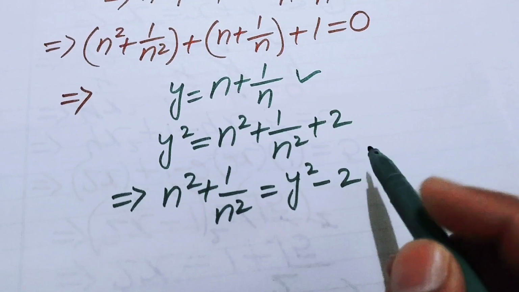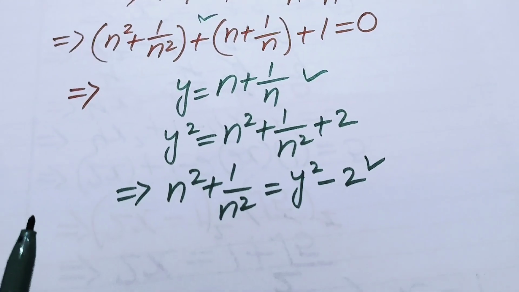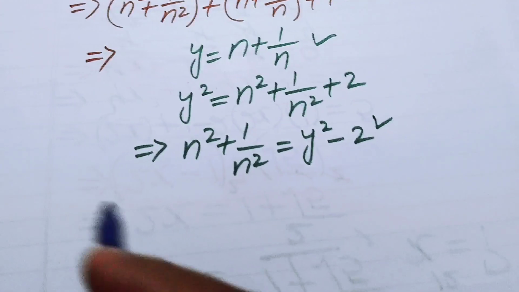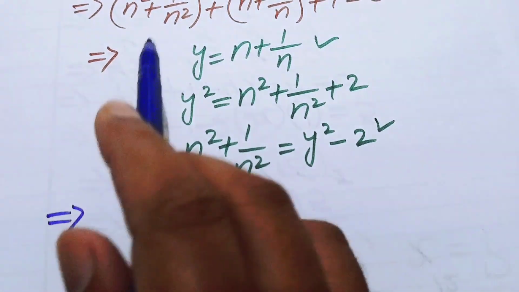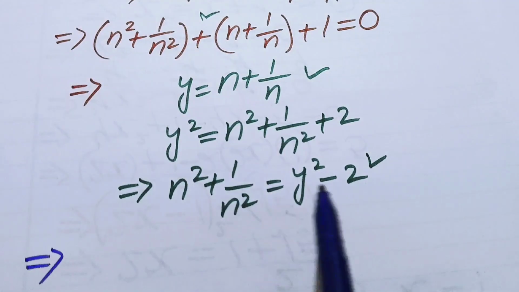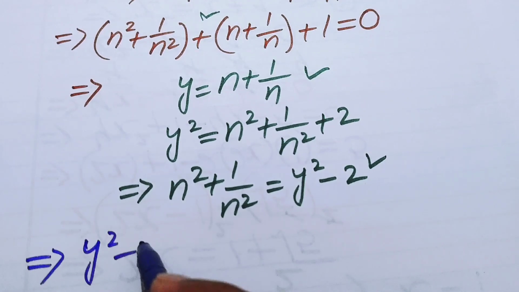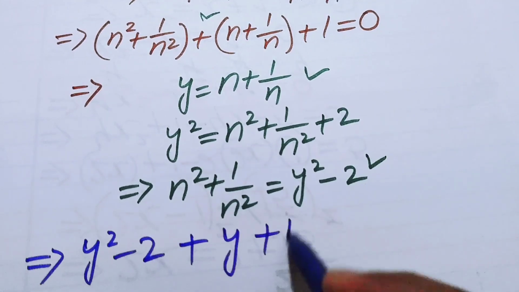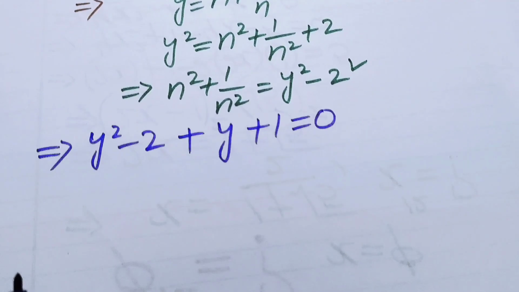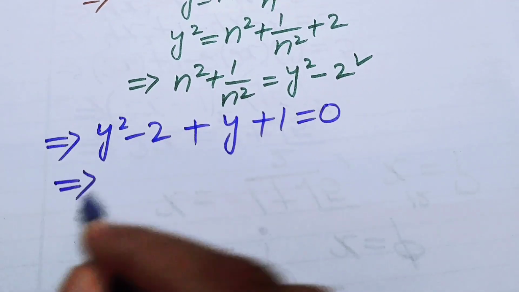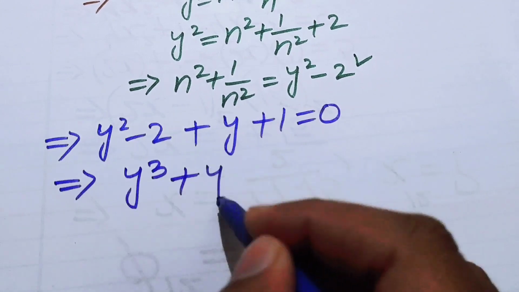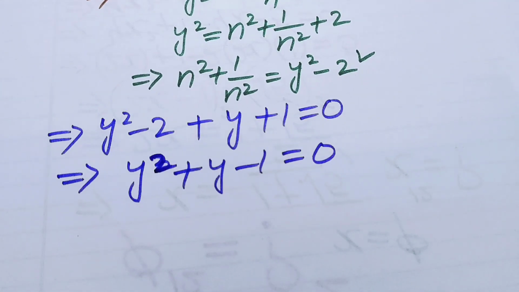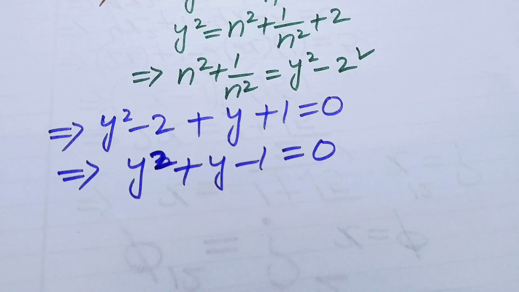So now we put these two values in this equation, so that our above equation becomes: the value of n squared plus 1 over n squared is y squared minus 2, plus n plus 1 over n, which equals y, plus 1 equals 0. So in the next step we will rearrange the terms, and we write it as y squared plus y minus 1 equals 0. So it becomes a quadratic form, and now we will solve this equation by using the quadratic formula.